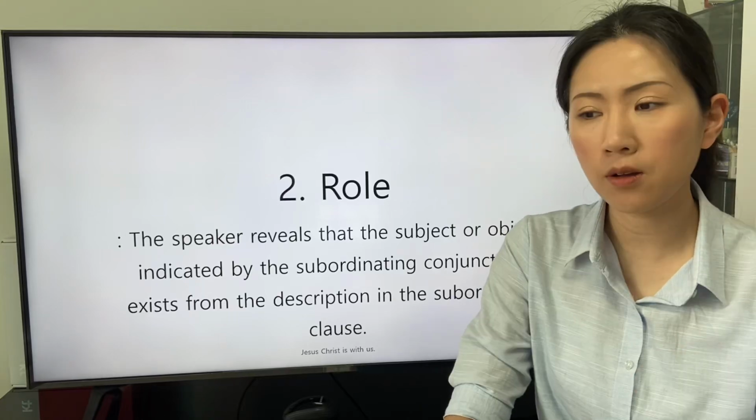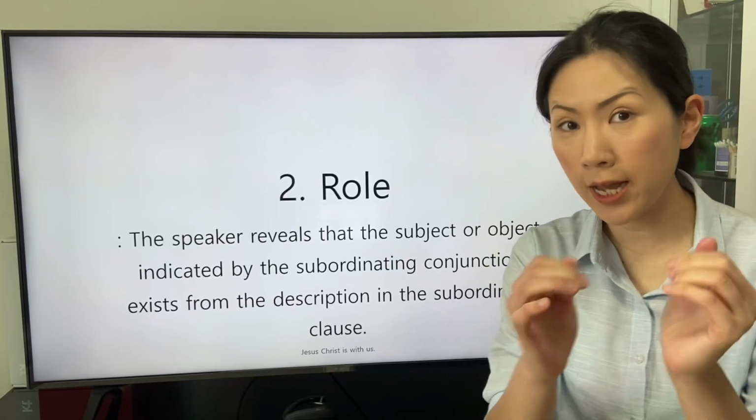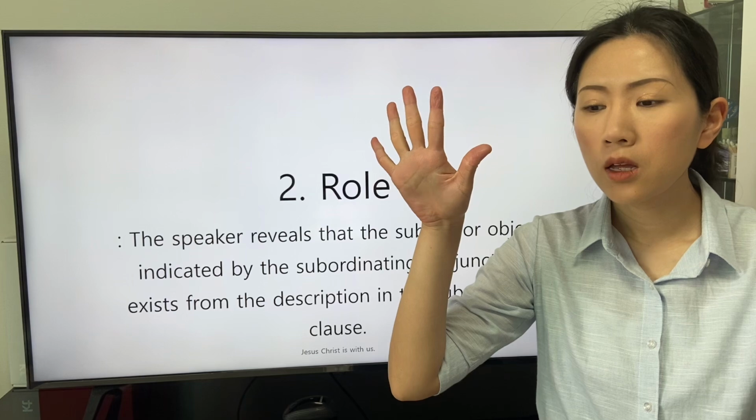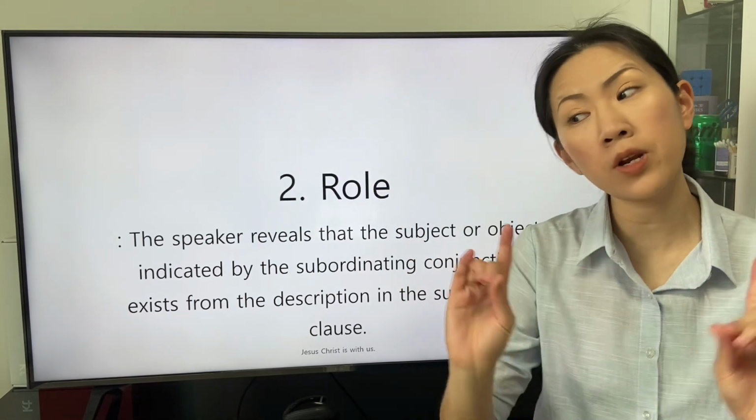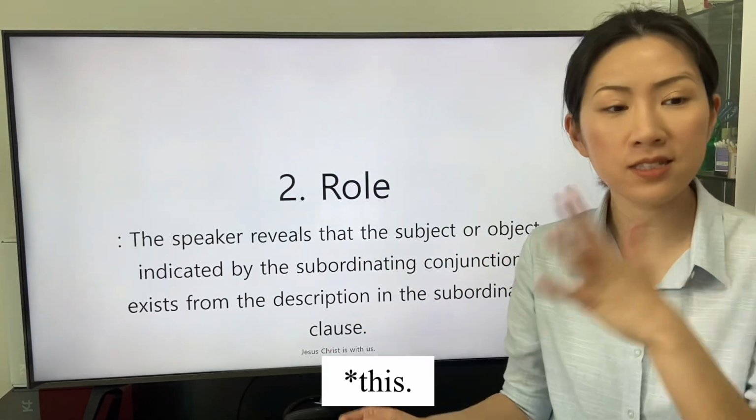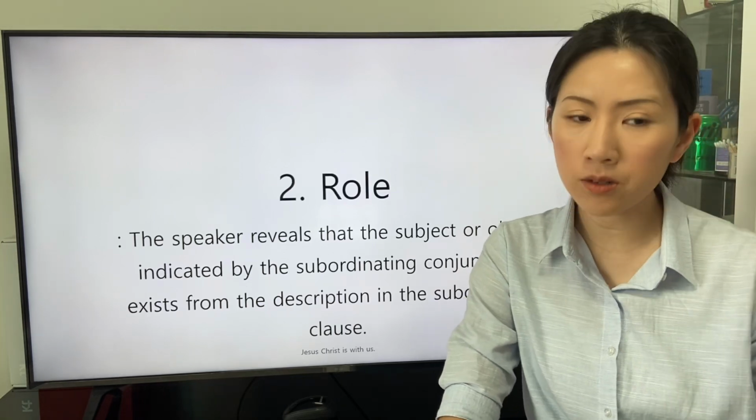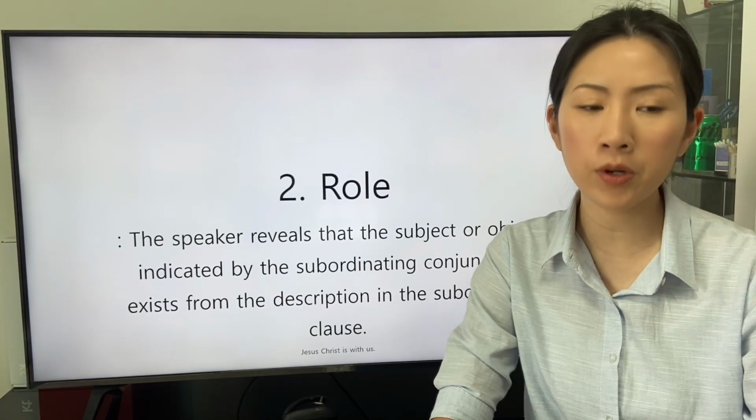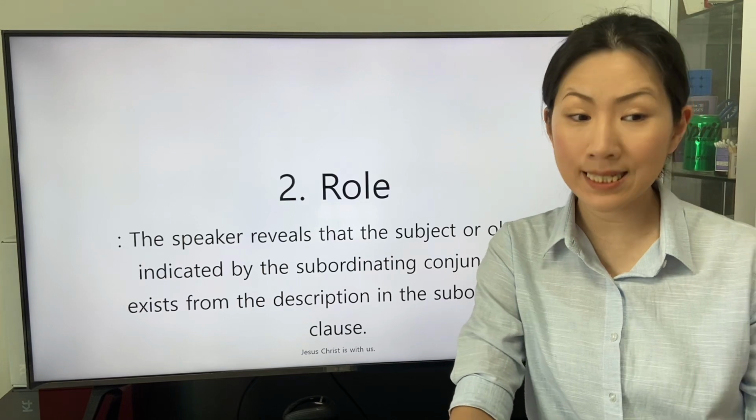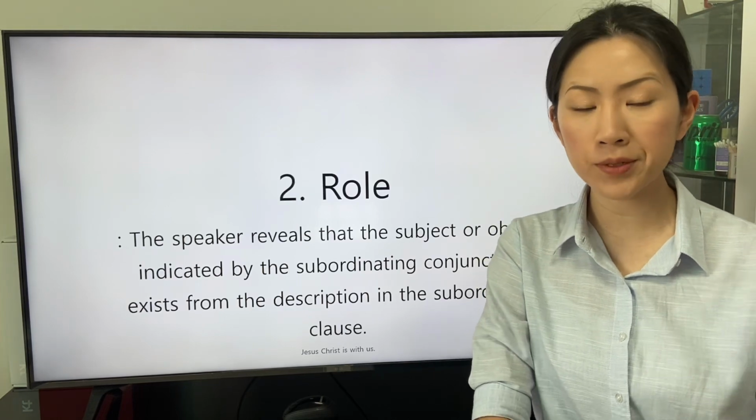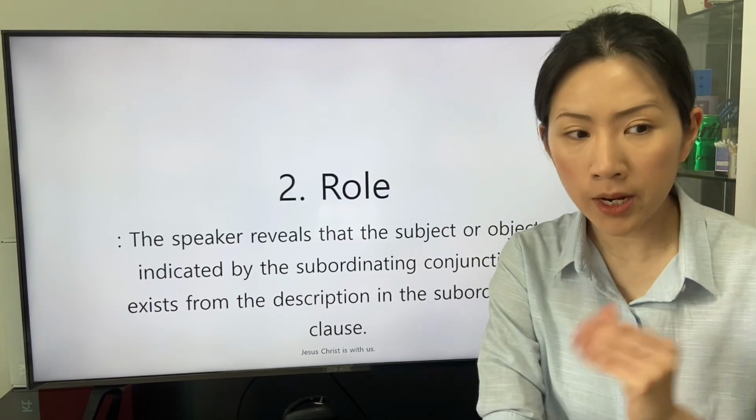The role of the subordinating conjunction as a pronoun in the subordinate clause is this. The speaker reveals that the subject or object indicated by the subordinating conjunction exists from the description in the subordinate clause.